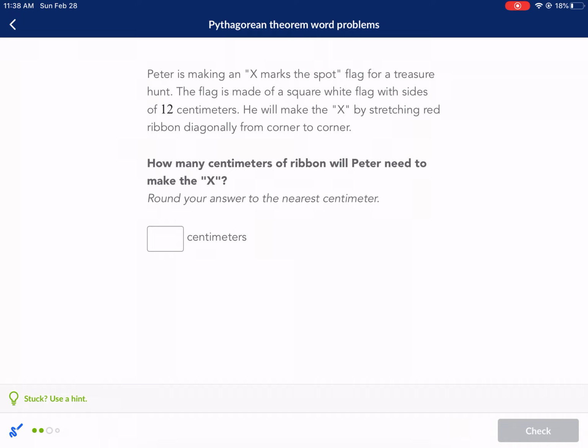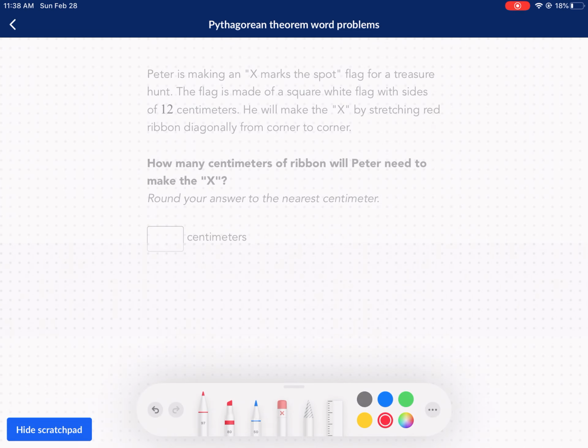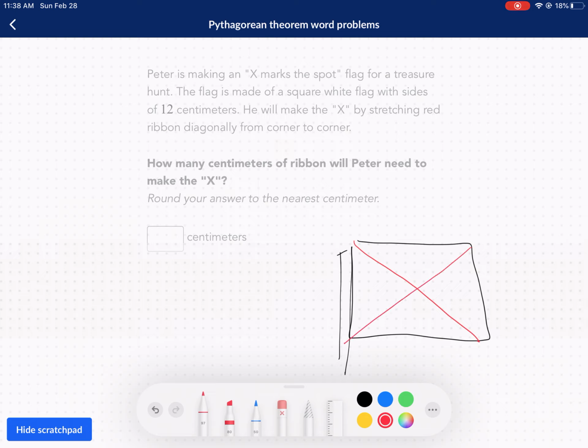The flag is made of square white flags with sides of 12. Okay, so let's go ahead and draw this flag. Okay, so there's our flag. There's our flag pole. Okay, and it has an X marks the spot, something like this. Okay, this is 12 centimeters. Ooh, that's very small. He will make the X by stretching red ribbon diagonally from corner to corner. How many centimeters of ribbon will Peter need to make the X? Okay, so we're going to have to find two hypotenuses here, or we'll just double it to find our answer.